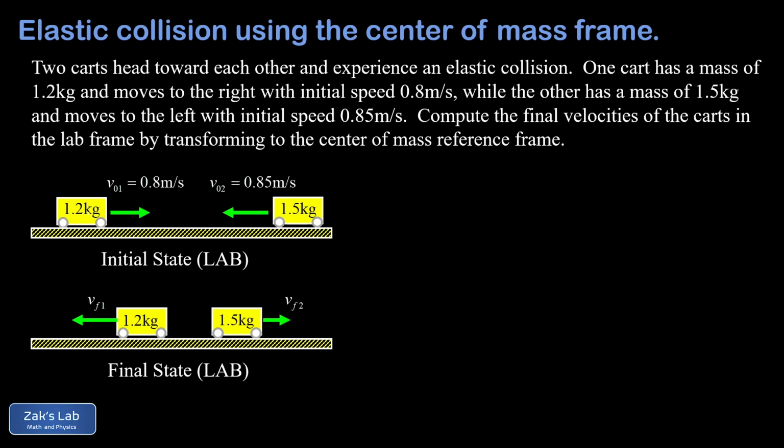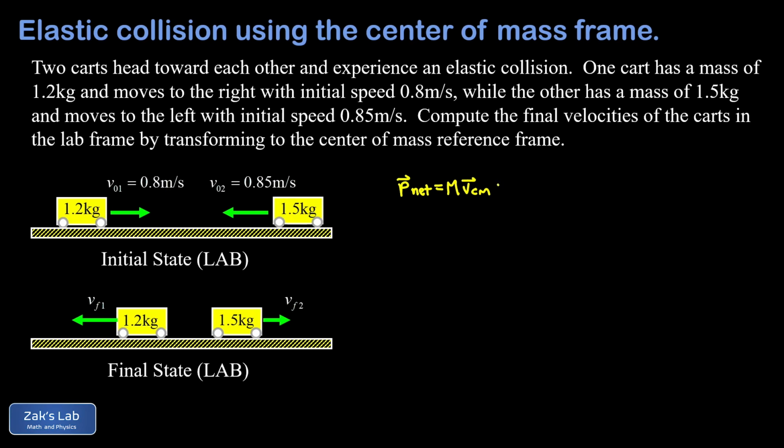So I have one car with a mass of 1.2 kilograms moving to the right at 0.8 meters per second, and a second car of mass 1.5 kilograms moving to the left at 0.85 meters per second. And what we're going to use here to get the center of mass velocity is this fact from mechanics. It turns out that the net momentum of a system is given by the total mass of that system times the velocity of the center of mass. And I'll post a link to where that theorem was first proved.